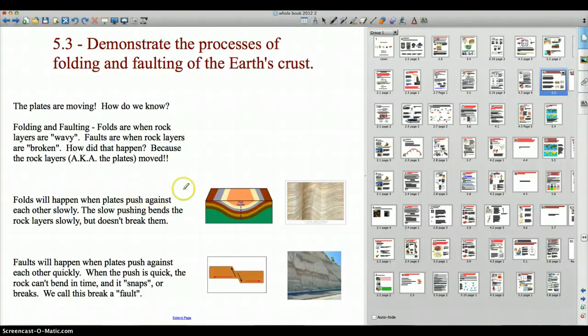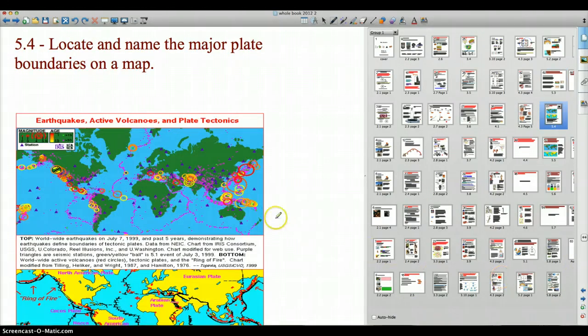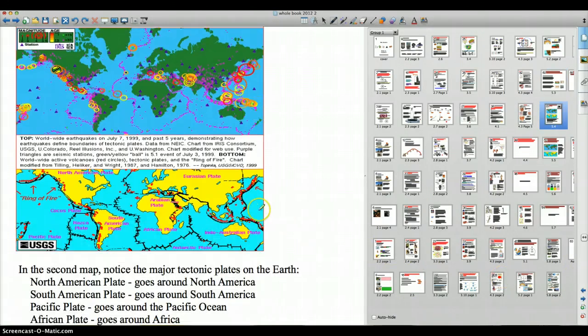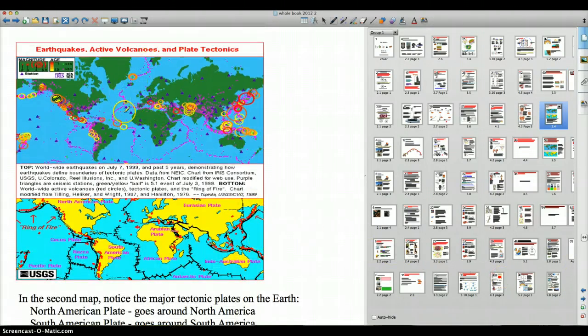Folds and faults. Folds are made when plates slowly are pushed against each other, causing them to bend. Faults are made when plates are pushed against each other hard, causing them to snap or break. Know the difference between folds and faults. Plate boundaries. Wherever you see active volcanoes and earthquakes, you can be pretty sure that that's exactly where plate boundaries are.